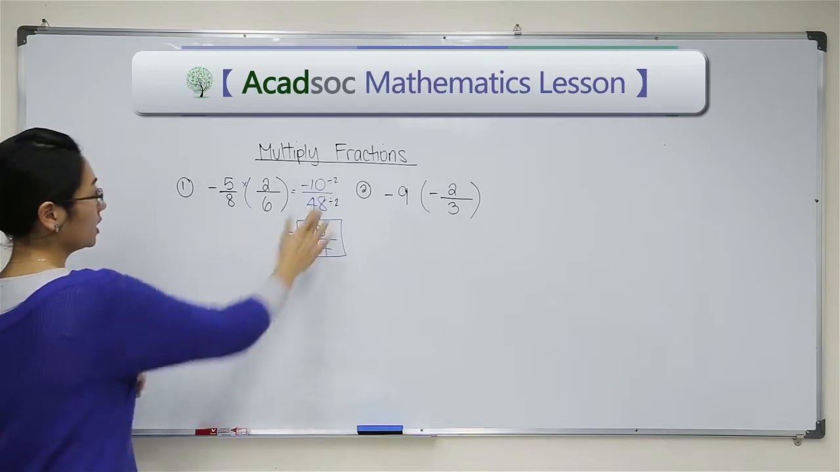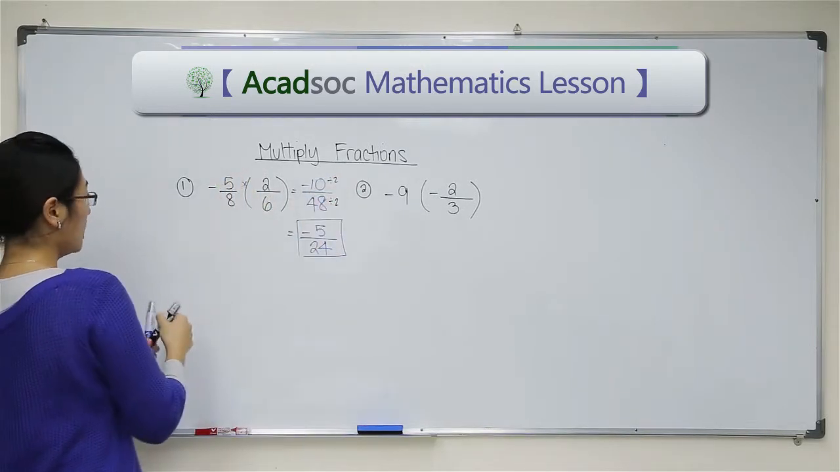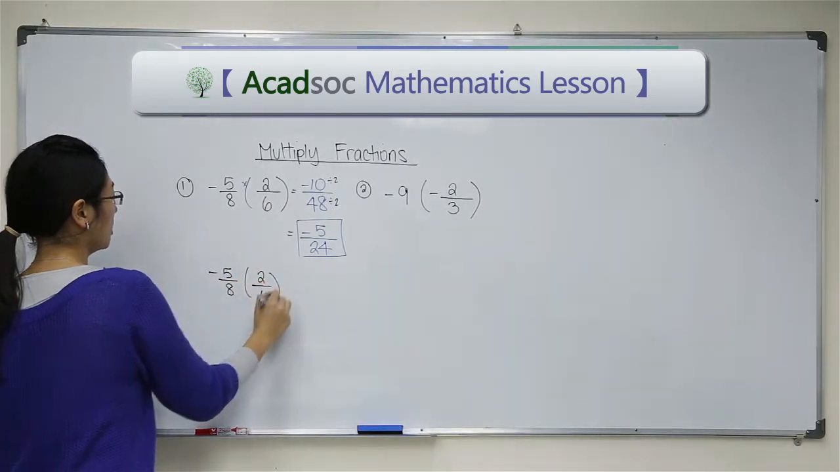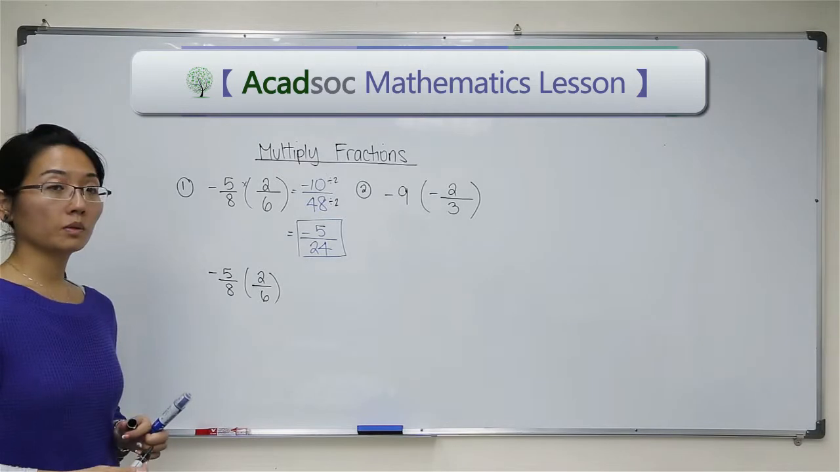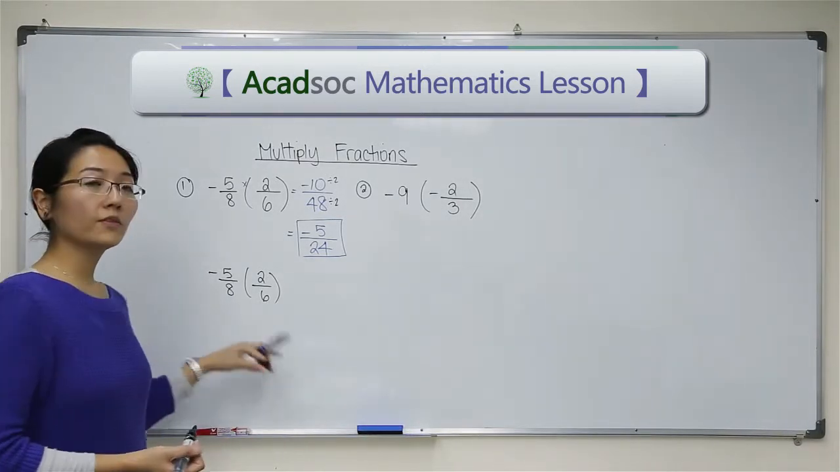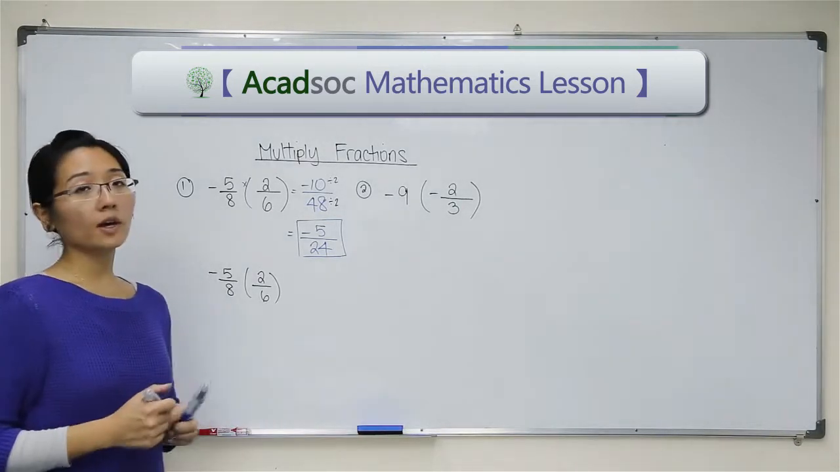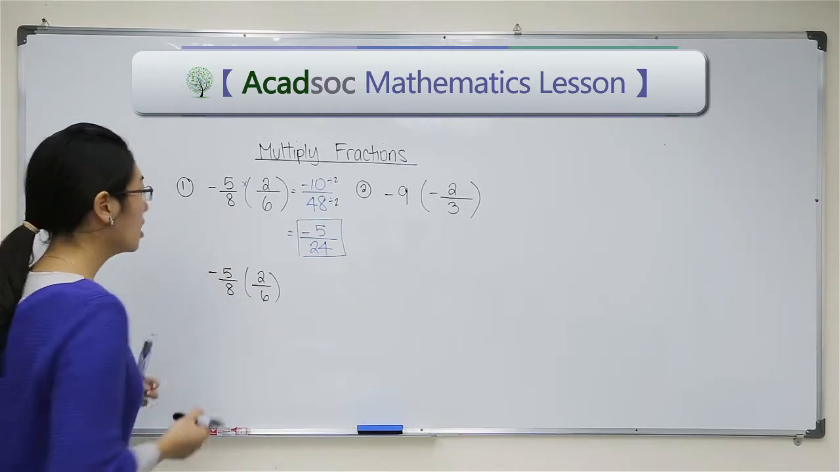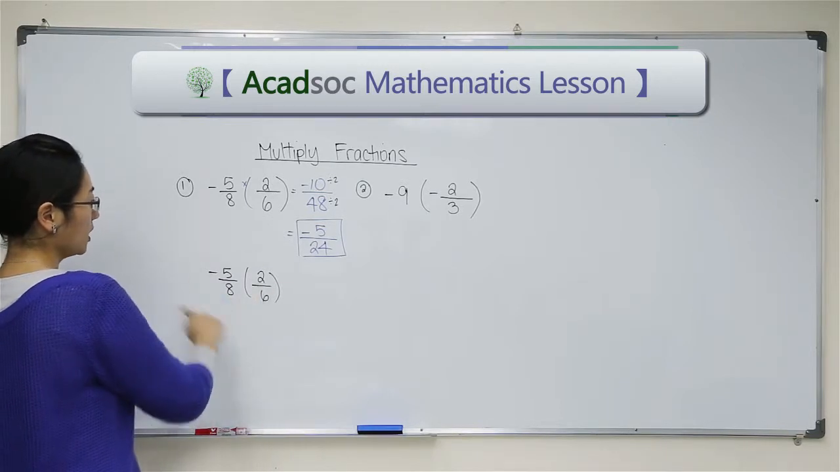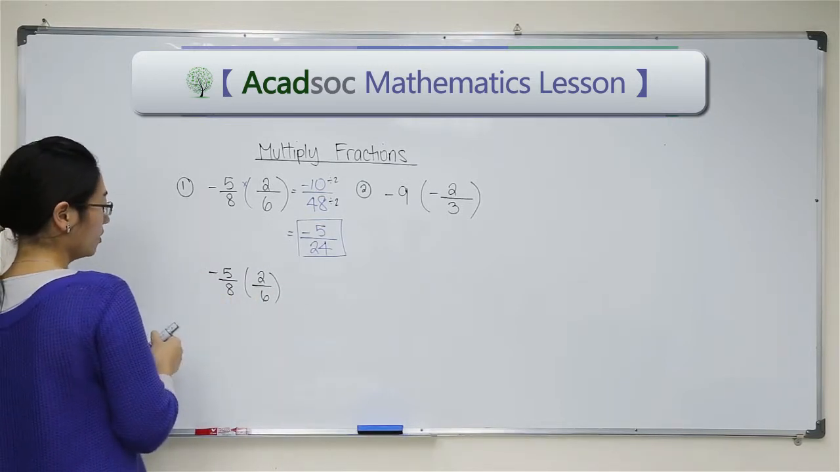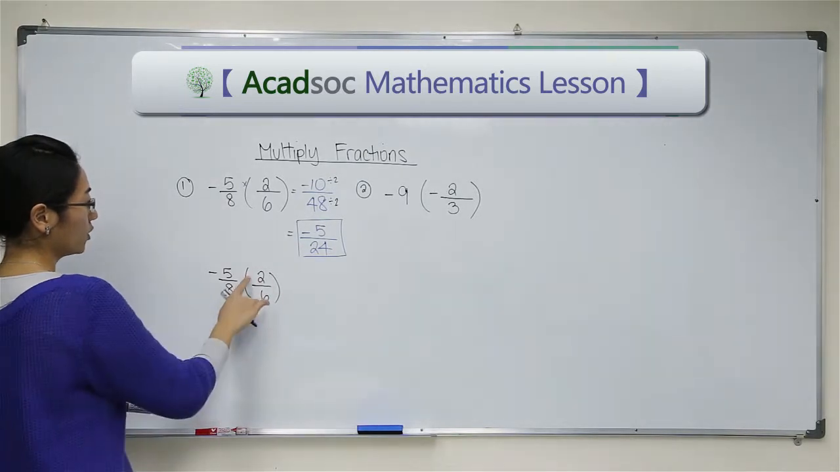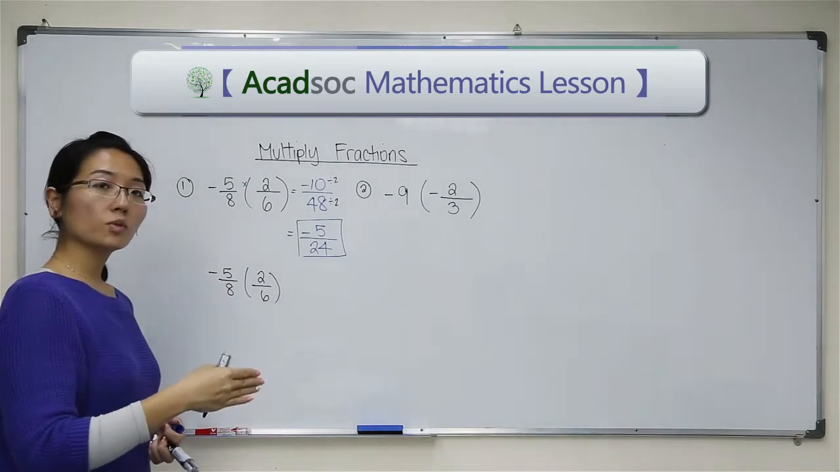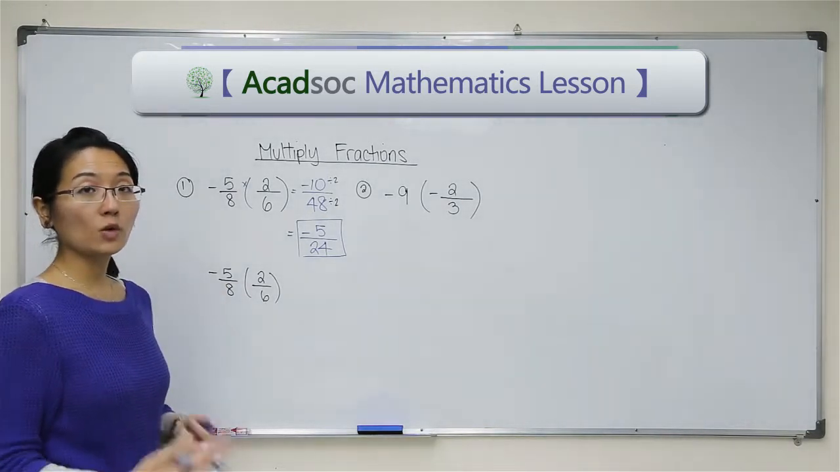Now, we could have done this in the beginning. If you look at this problem, negative 5/8 times 2/6, we can simplify it before we multiply. And simplifying the problem before we multiply straight across is very helpful, especially if our problem deals with big numbers. So in this case, there are a couple of numbers that we can reduce. You can either reduce 2 and 6, or you can reduce 2 and 8. As long as one number is the numerator, one number is the denominator, we can reduce it.